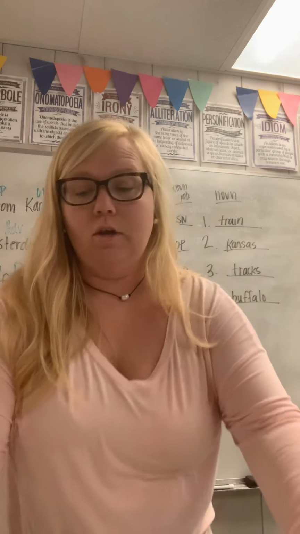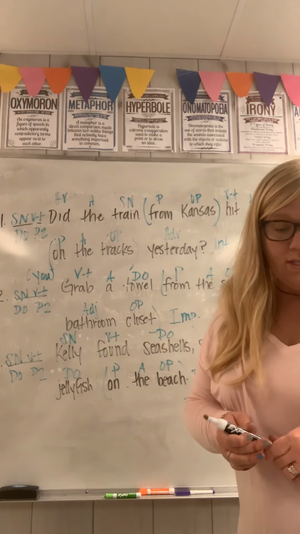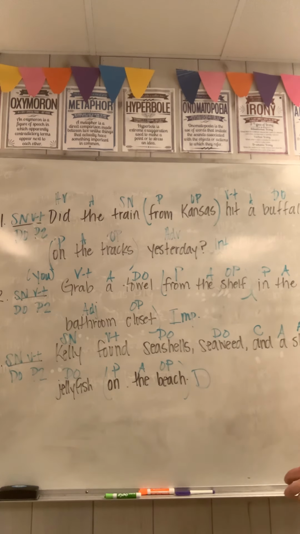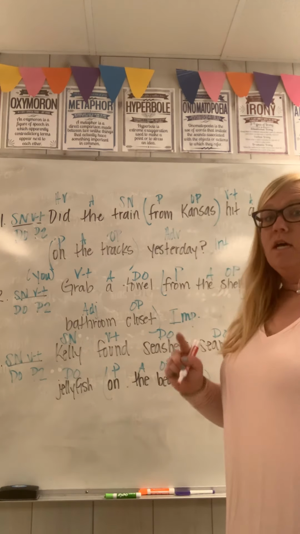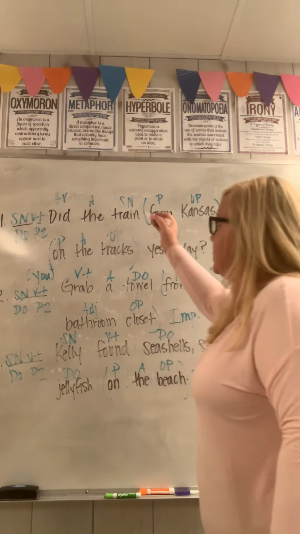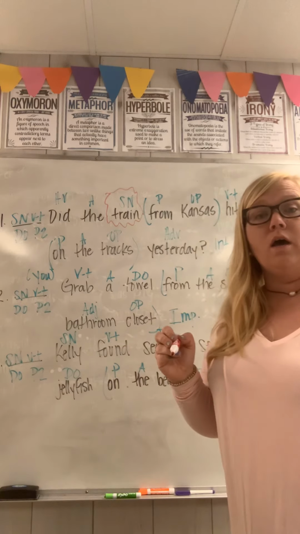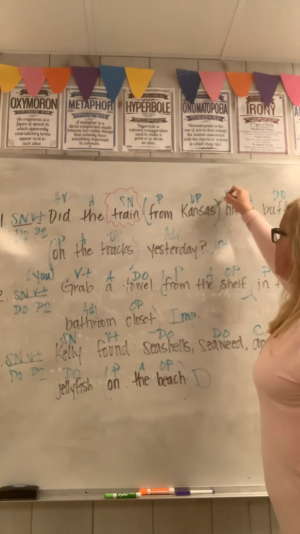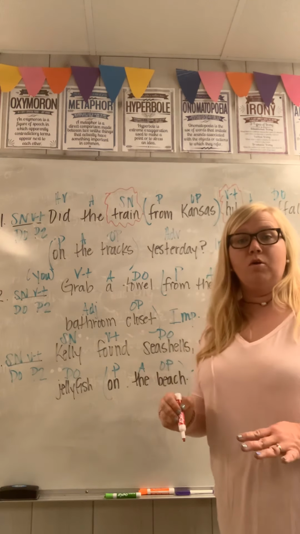Now, let's go back and look at our sentences and we're going to find the simple subject and the simple predicate for each one, okay? All right, so simple subject is the subject of the sentence. So the subject of the sentence in number 1 is train. And your simple predicate is the verb in the sentence. So our verb in the sentence is hit. Okay? It's your main verb in the sentence.